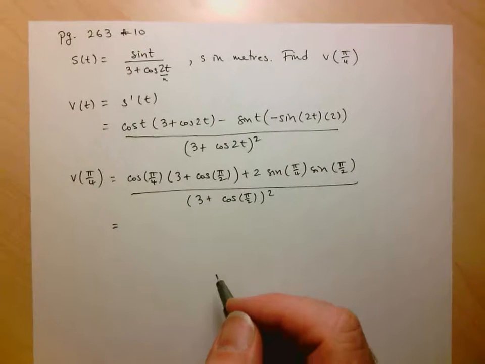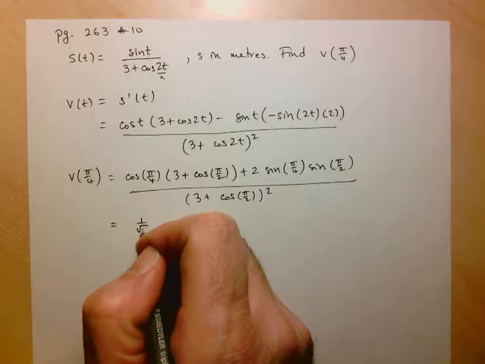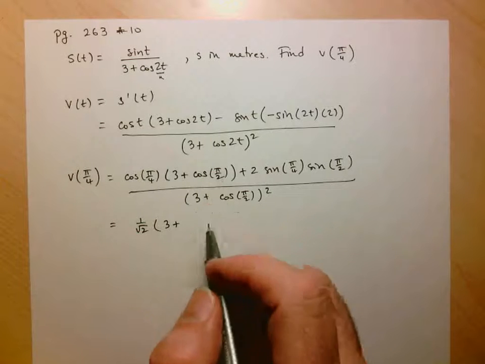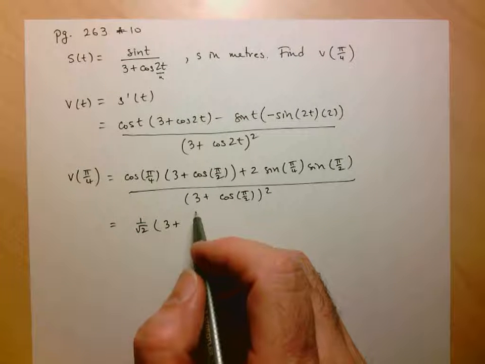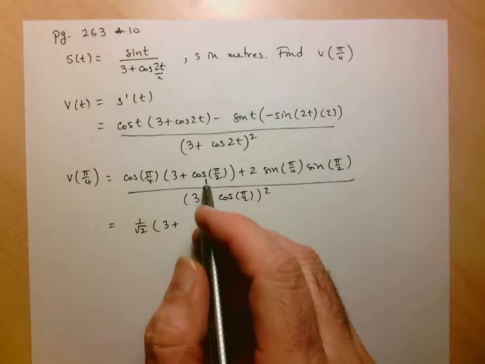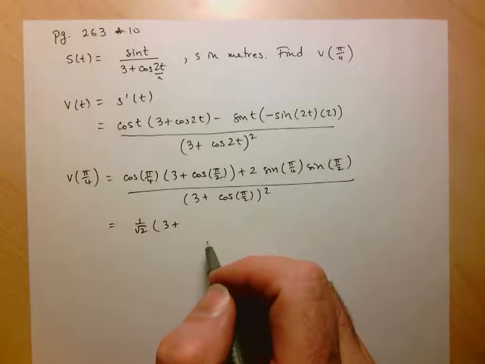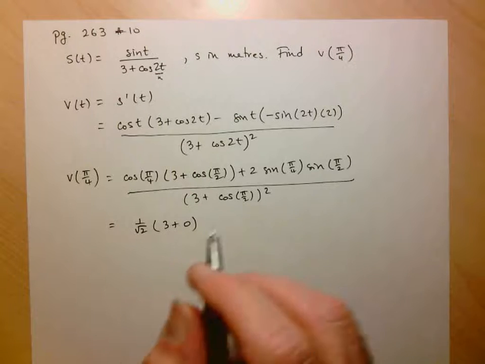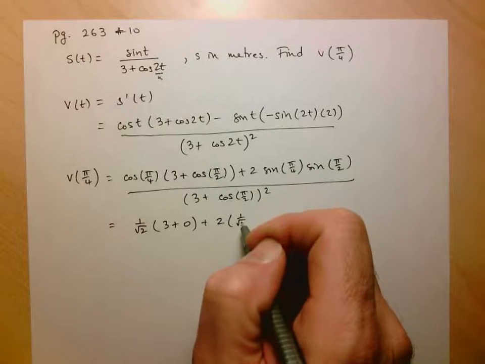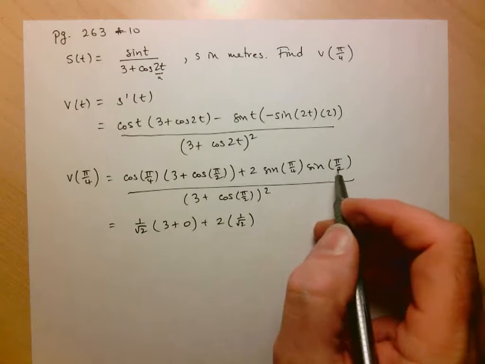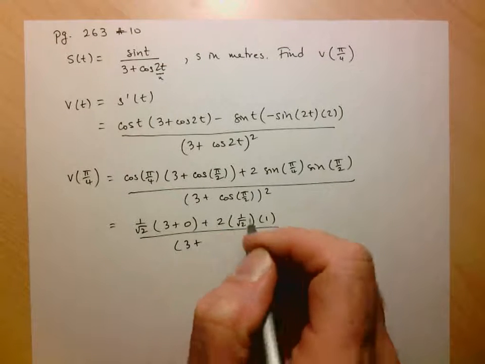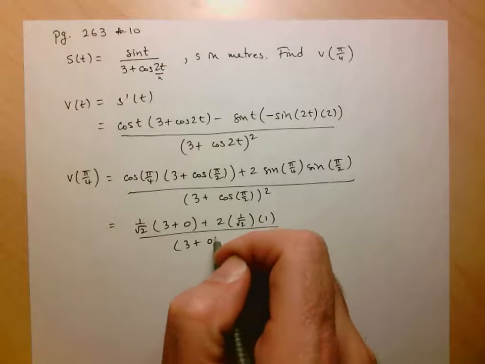So let's simplify this here. Cos of pi over 4 is just 1 over root 2. Here we've got 3 plus cos of pi over 2. Remember, cos starts at its maximum, and at pi over 2, a quarter of the way through its cycle, it's just equal to 0, so that's nice and easy. Plus 2 times sine of pi over 4, which is also equal to 1 over root 2. And sine of pi over 2 is just equal to 1. So here we've got 3 plus, and we already established that cos of pi over 2 is equal to 0.